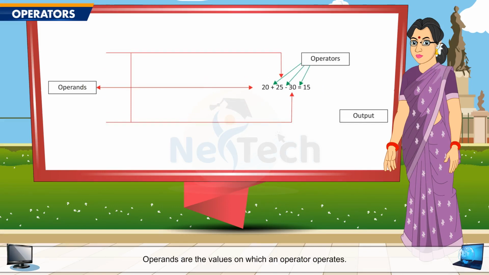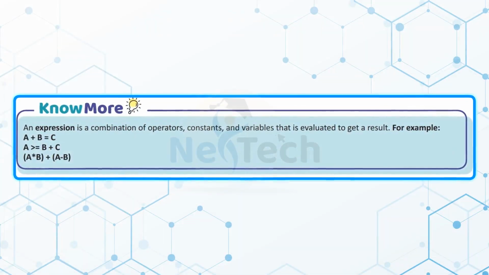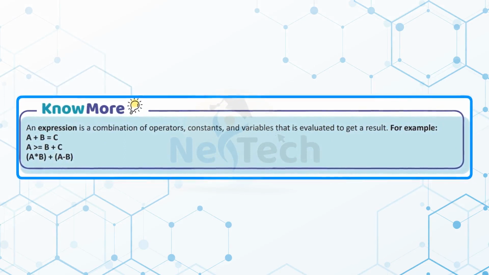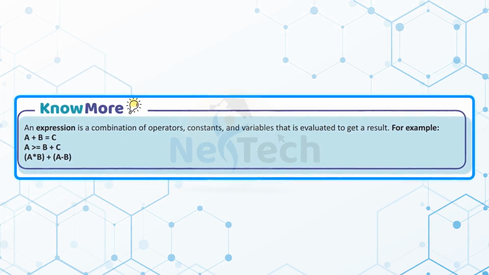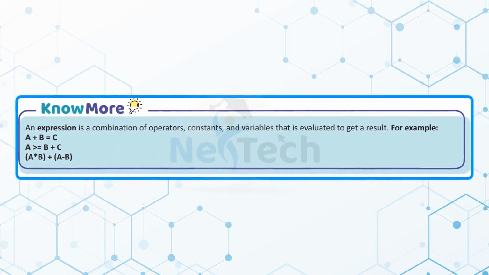Operands are the values on which an operator operates. Remember, an operator requires one or more operands to perform an operation. An expression is a combination of operators, constants, and variables that is evaluated to get a result. For example, a + b = c, a >= b + c, a * b + a - b.